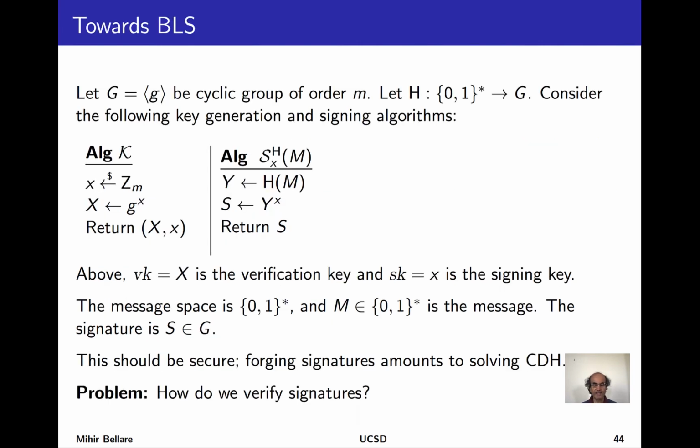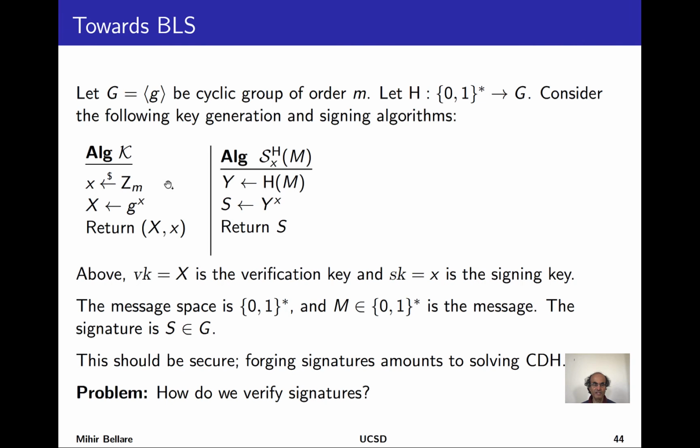More interesting, I think, is the BLS scheme. So towards that, let's back up a bit and try to brainstorm about how we might sign with discrete logs, and in particular, say, the computational Diffie-Hellman problem. So let's fix a cyclic group. As usual, we know its generator and its order. Our hash function this time returns points in the group itself.